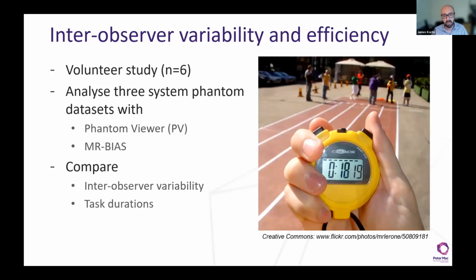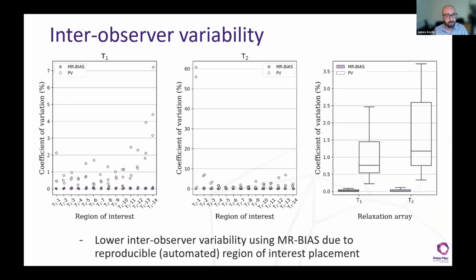time? So we did a volunteer study where we got 6 different people to use not only MR Bias, but also the Phantom Viewer software, which is the other freely available software at this point. And we compared inter-observer variability and also the task duration. You can see here that for Phantom Viewer, shown in white, and MR Bias, in purple, we are getting a lower inter-observer variability using the automated tool. And I think that's largely coming from the fact that the regions of interest are always going to be in the same spot, whereas when you have people placing them, there can be a little bit of variability there.